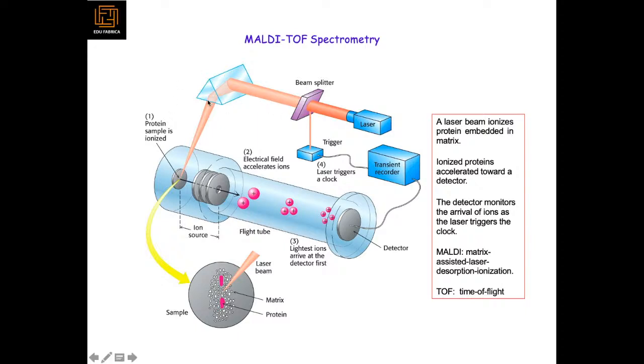The laser comes from this laser light. After the beam splitter, it goes to the prism and then hits the protein. Then the ions go to the electric field, which will accelerate them. So your positive ions, which are bigger, will become smaller and smaller, and then we detect them, and it goes to the transient recorder, and we can see the results at the end.